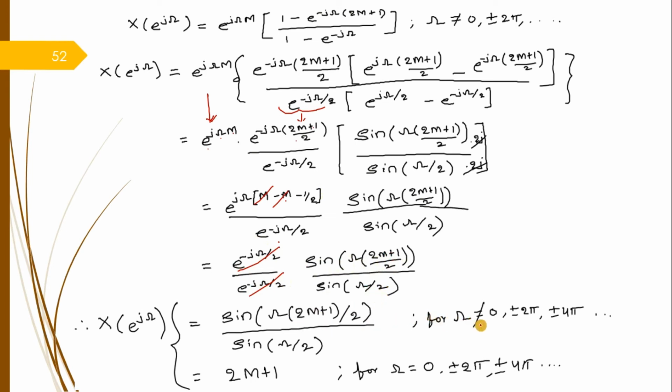sine omega times 2m plus 1 by 2 divided by sine omega by 2. So this is the answer for omega not equal to 0 and multiples of 2 pi, and 2m plus 1 for omega equal to 0 and multiples of 2 pi. So it looks big, but simplification is a must.